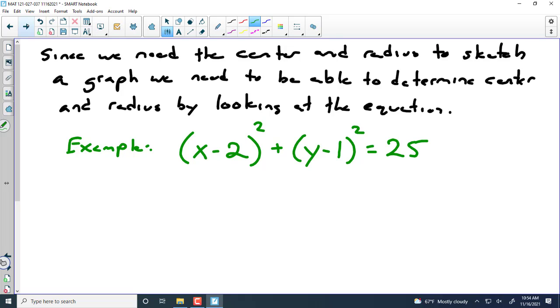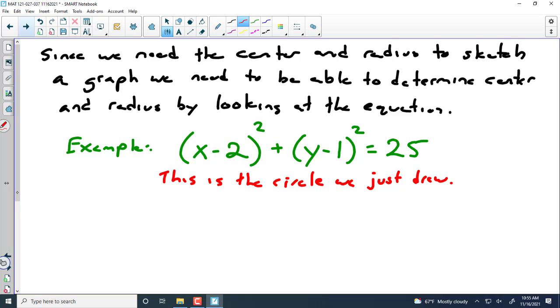Here's the example of an equation of a circle. This is actually the circle that we just drew on the previous page. So look at this, everyone. Look at this equation up here. This is the circle we just drew on the previous page. The circle we just drew on the previous page had a radius of 5. Do you see anything in there that could clue you off to the radius being 5? 25. The 25.